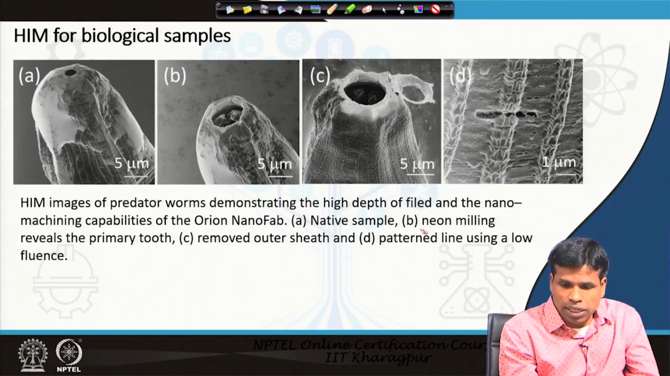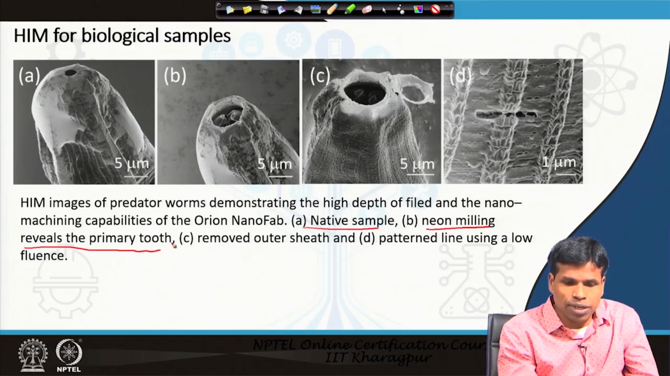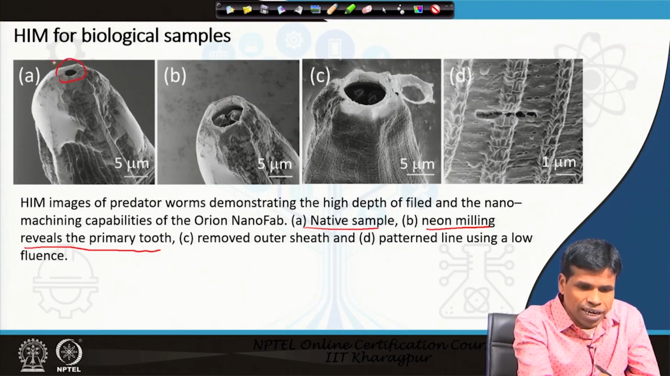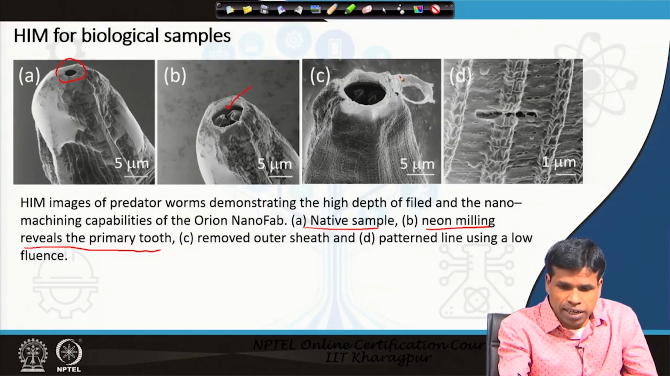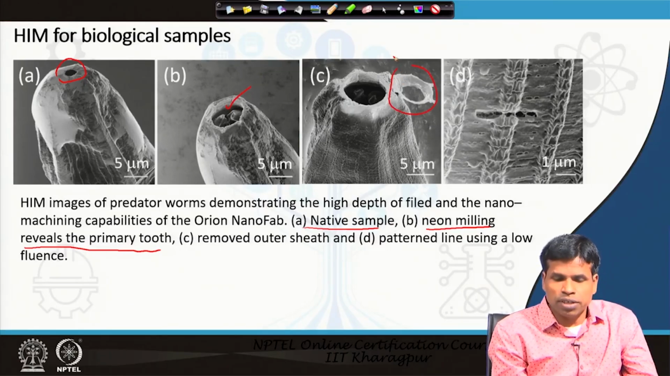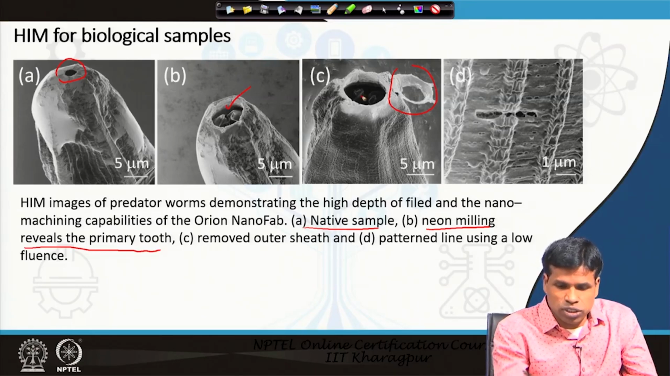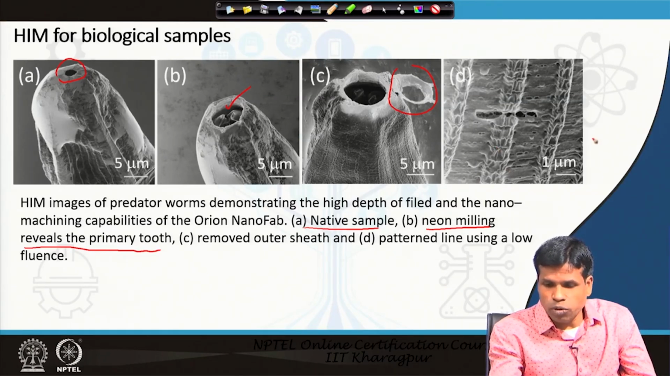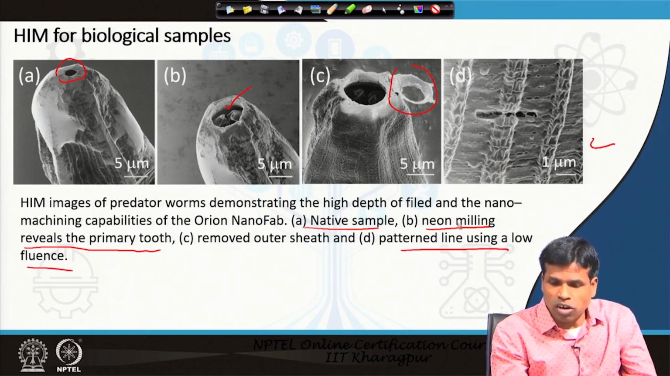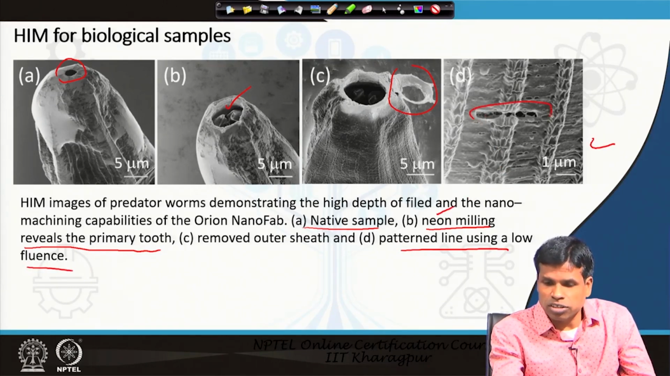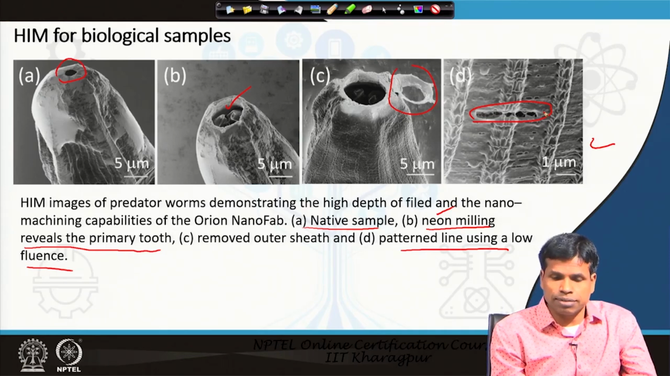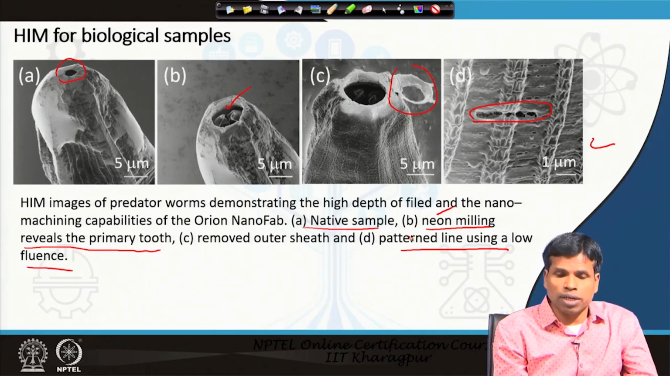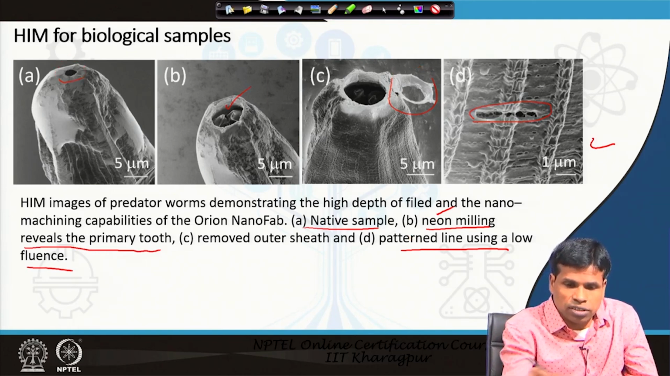and A1 is a native sample, B1 was milled by the neon ions, revealing the primary tooth here. This portion is milled away by using the neon ions, and we can see inside its tooth. Again, the outer sheath was removed by milling with neon ions, and we could see the features. Then D1 is the pattern line using a low fluence of neon ions. This shows how we can create features or break or damage a particular region by using the ions on this specimen. This is the advantage of the helium ion microscope as compared to the scanning electron microscope.